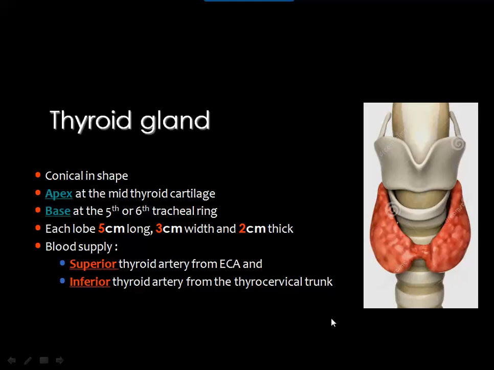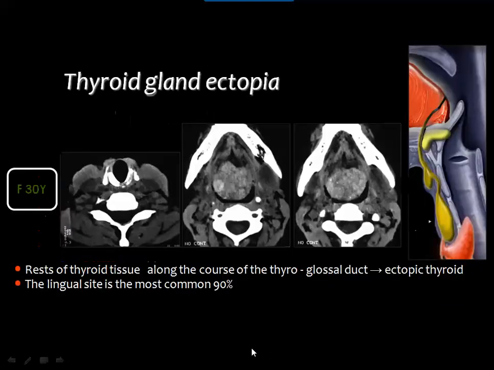Then you know that the thyroid gland is conical in shape, but the apex is almost at the middle of the thyroid cartilage, and the base is almost at the fifth or the sixth tracheal rings. The measurements of the thyroid gland are 5 cm long, 3 cm wide, and 2 cm thick. The blood supply for the superior part is derived from the superior thyroid artery of the external carotid artery, and the inferior part, the inferior thyroid artery, comes from the thyrocervical trunk from the subclavian artery.